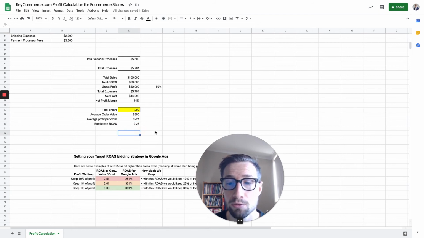So this is going to be really useful in all your ad accounts, in analytics, and looking at how your marketing is performing, because you can see what sort of return on ad spend you need to be profitable.